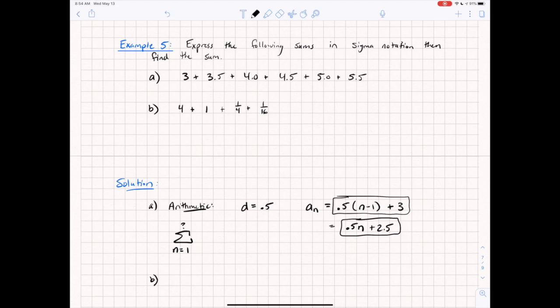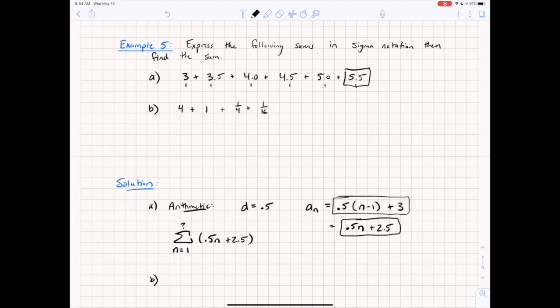The question is, what does it run to? What is the upper bound here? I know my argument is 0.5n plus 2.5. What I'm not sure of is what that last number should be, so that when I plug it in, it will give me the last number here. Now, we can easily count that, right? We can go through and just say 1, 2, 3, 4, 5, 6.